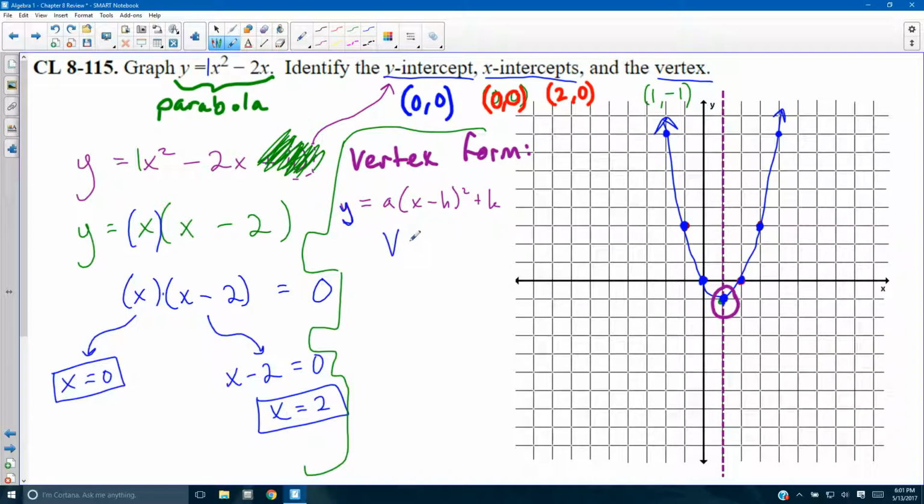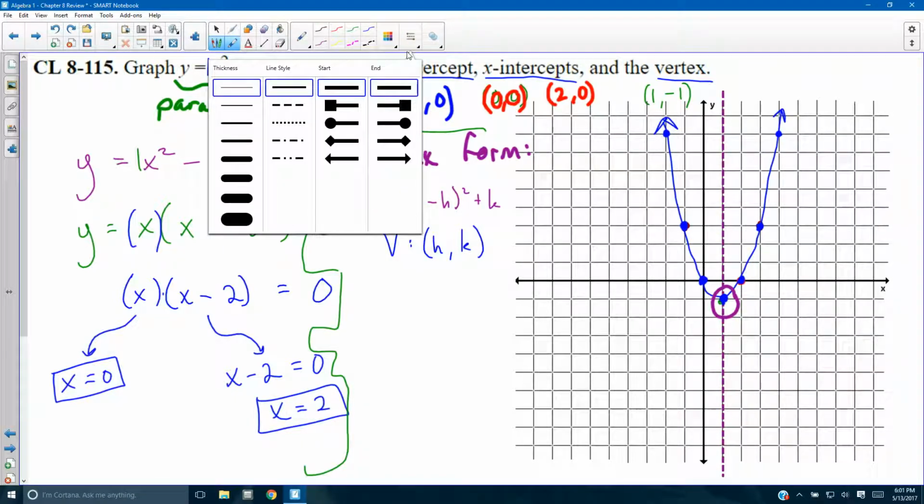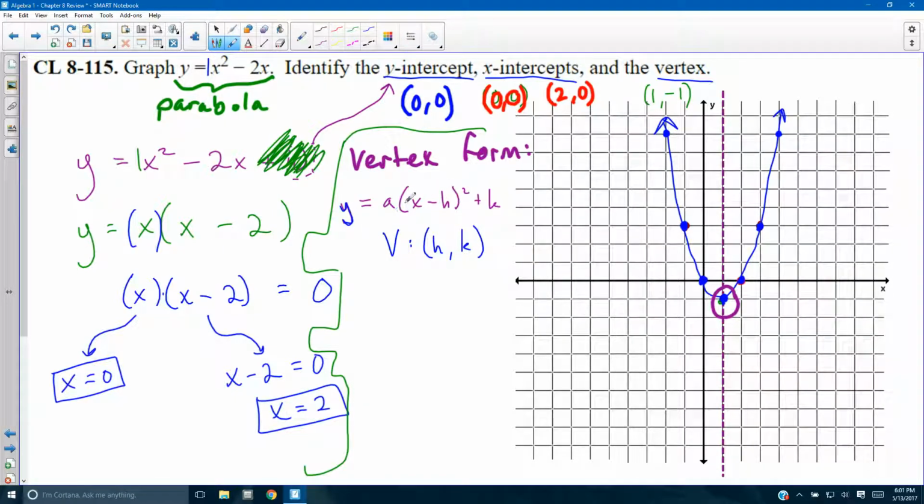Now, the h represents the x component of your vertex. The k represents the y component of your vertex. So if we rewrote this equation to be in this form right here, we would be in good shape. So how do we do that? In order to get this thing to be a set of parentheses squared, that means we need to rewrite this thing out as what's called a perfect square trinomial. We've seen this with algebra tiles.